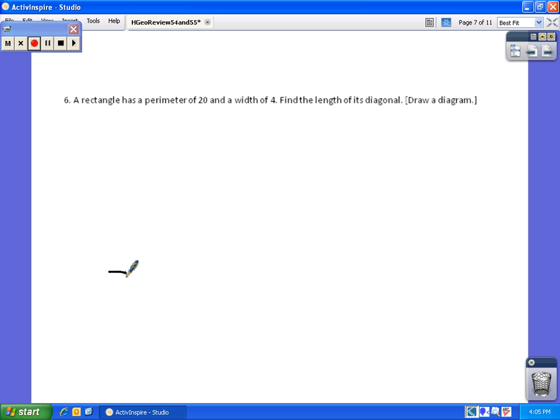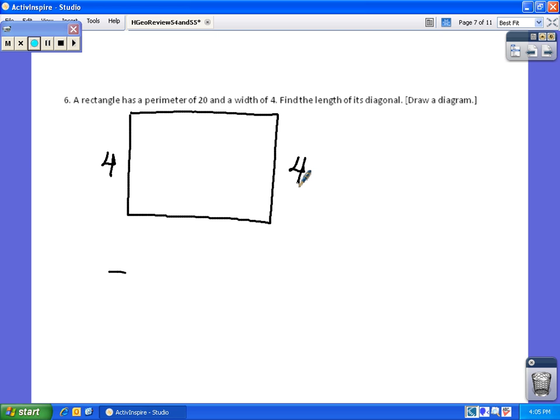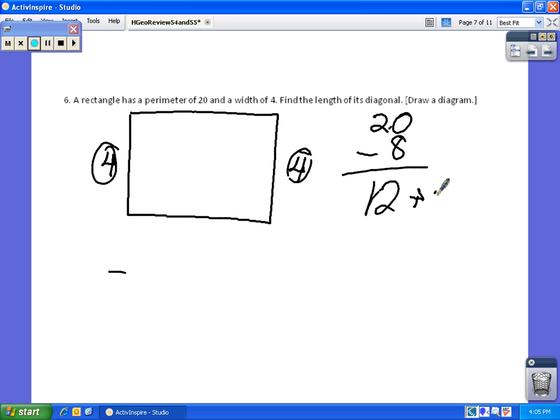Number 6, a rectangle has a perimeter of 20 and a width of 4. Find the length of its diagonal, and they tell you to draw a diagram. So I'm going to draw my rectangle with a width of 4. Remember, using your properties of rectangles, sides opposite each other have the same length, so this side must also be 4. The perimeter, all 4 sides have to add up to 20. So far, we've used up 8. So we have 12 left for the 2 sides, which means that each remaining side must be 6.